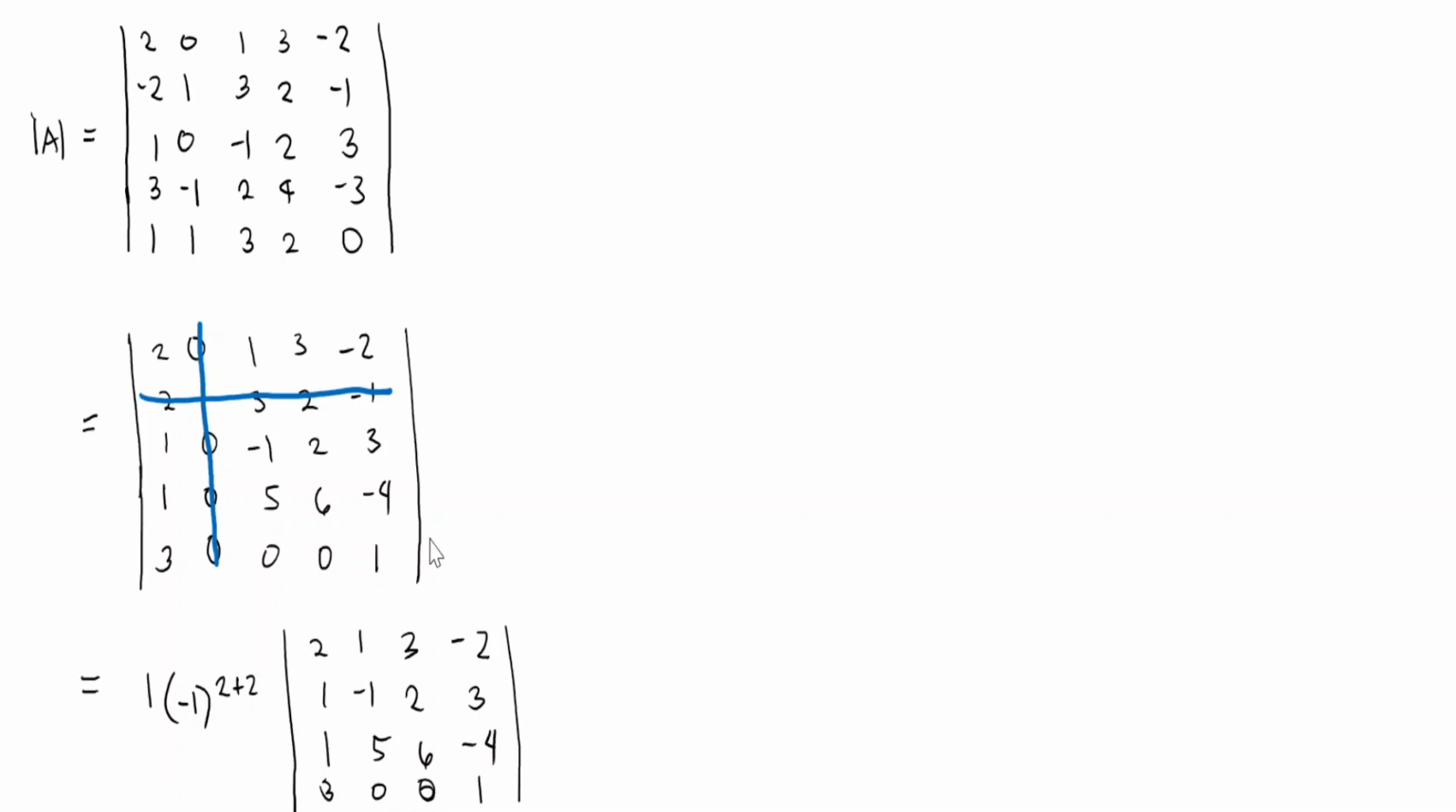Now we have reduced the problem of finding the determinant of a 5 by 5 matrix into finding the determinant of a 4 by 4 matrix. Now since the last row, the fourth row, has the most zeros, we will do the cofactor expansion in this row. So we can make this 0. To do that, we can multiply this column by negative 3, and then we add to column 1.